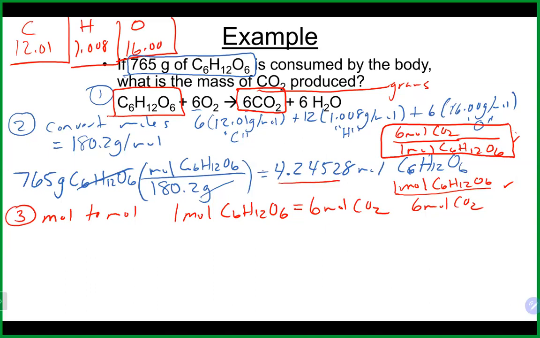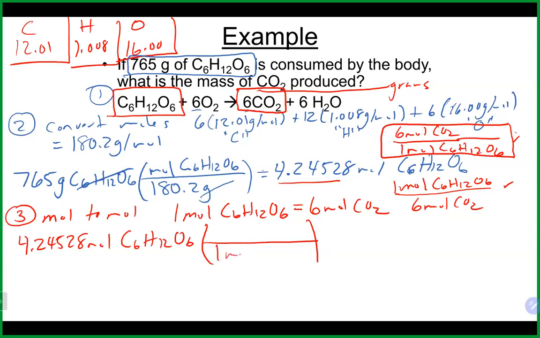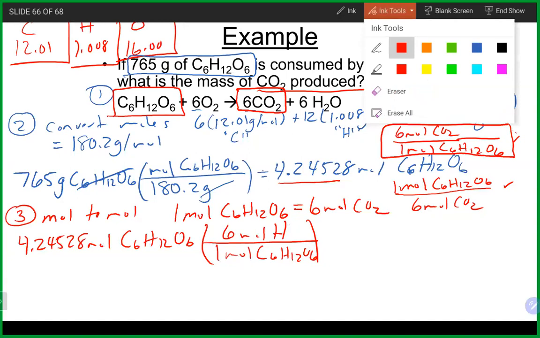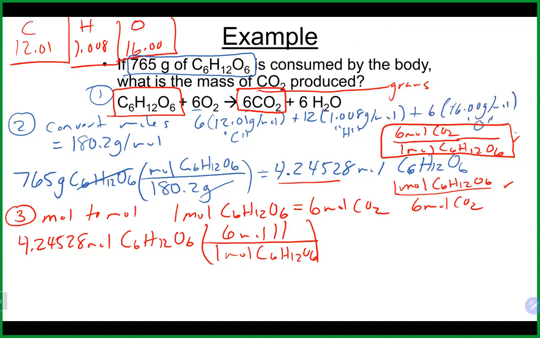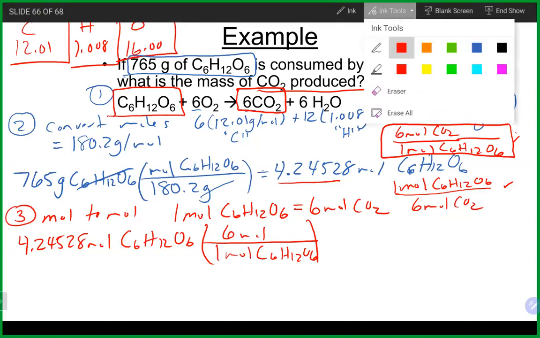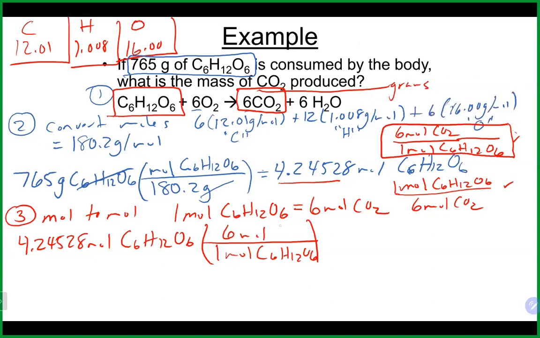Continuing on with our number from above, we're going to get 4.24528 moles of C6H12O6 using the stoichiometry from the balanced equation. 1 mole of it will give us 6 moles of hydrogen, not hydrogen, I'm sorry, 6 moles of CO2. I feel like I was doing an earlier problem there. Let's try that again. 6 moles of CO2 there. That's much better. There you go. That is going to cancel.